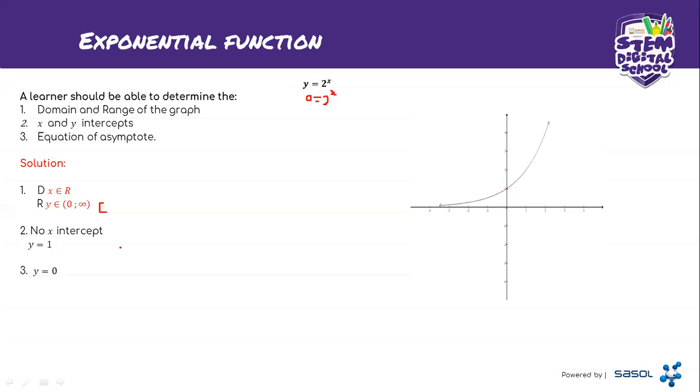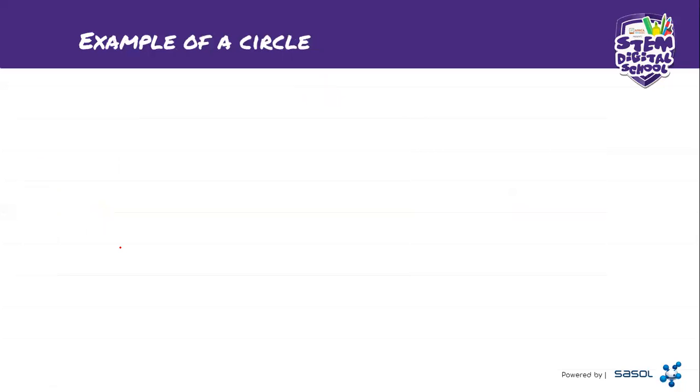And that is that for exponential function. All right, then let's proceed. Example of a circle. Now we have a circle. Let's see what we have under circle.